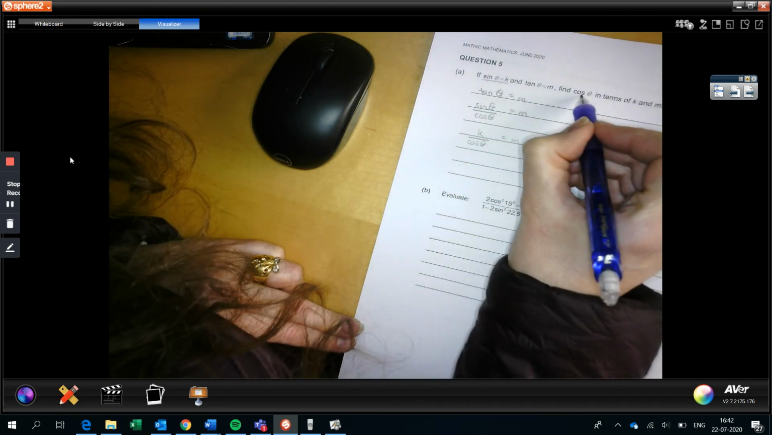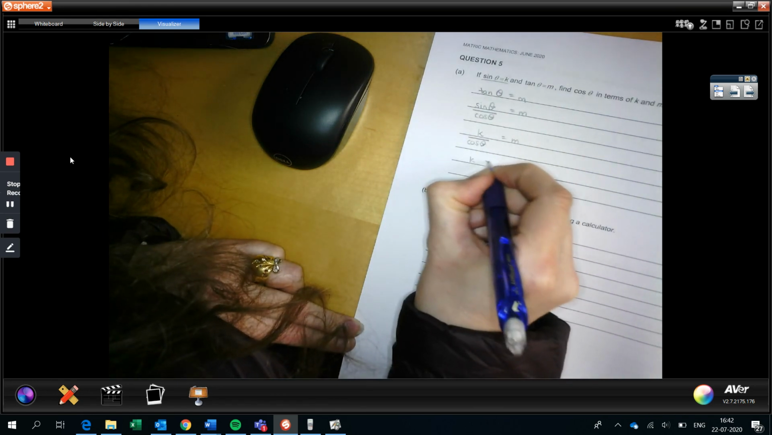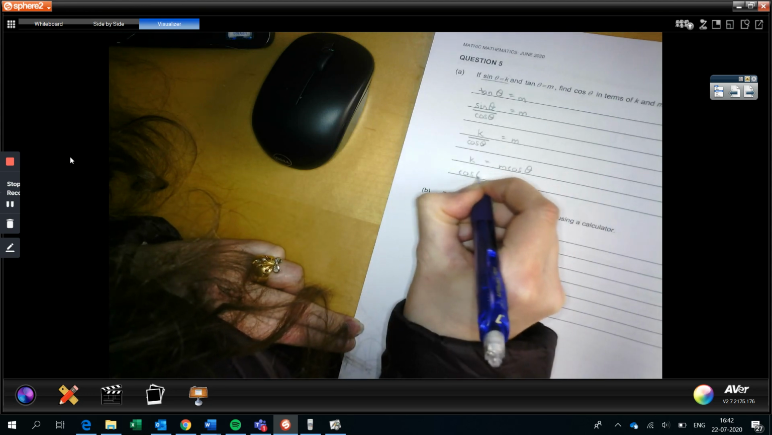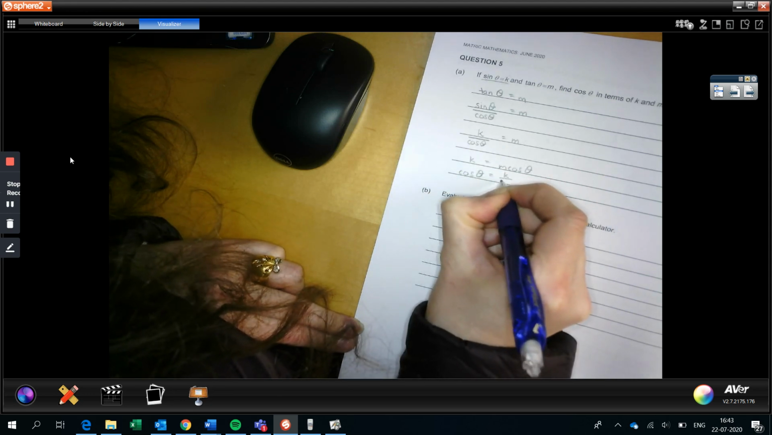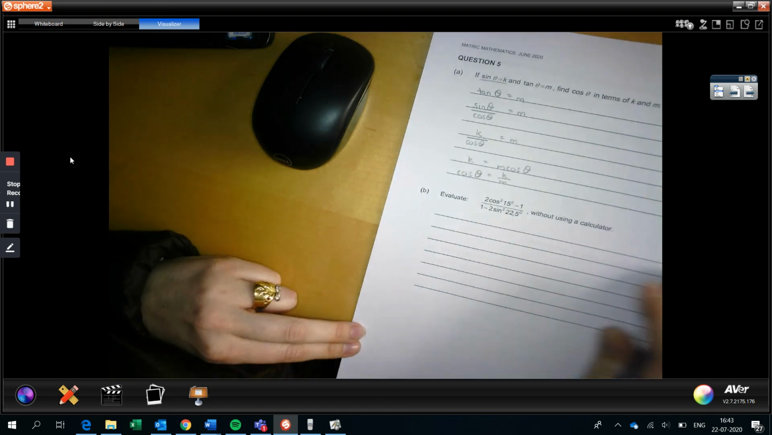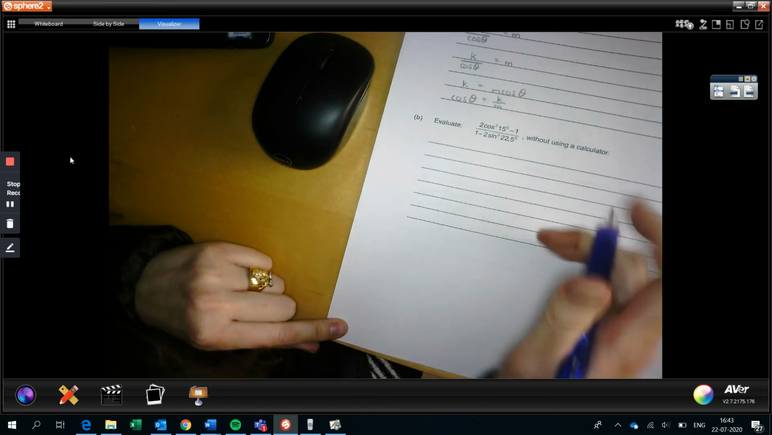And you were asked to find cos theta in terms of k and m, so I multiply by cos theta, and I divide by m. So k over m is cos theta in terms of k and m. For b, we have to evaluate.